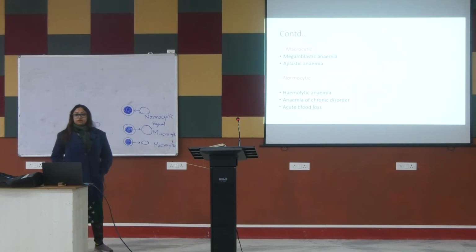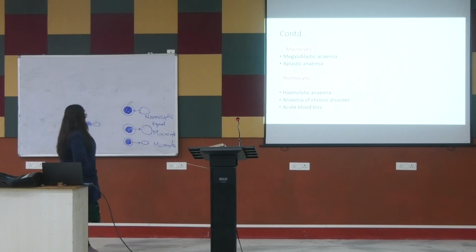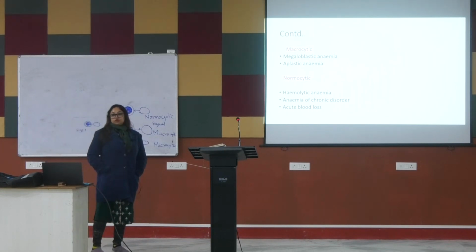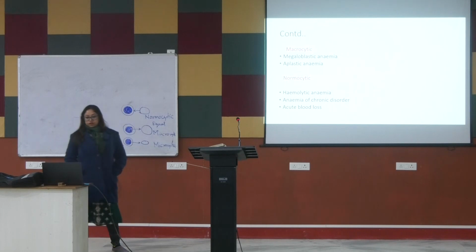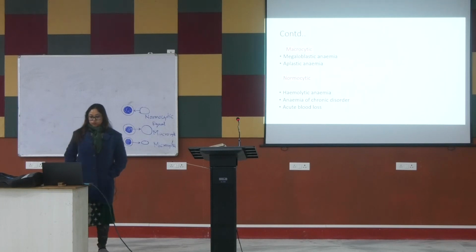Now, coming to the second point, macrocytic. Macrocytic means big. The size of the RBC is bigger than the nucleus of a small lymphocyte. Examples are megaloblastic anemia and aplastic anemia. Okay.